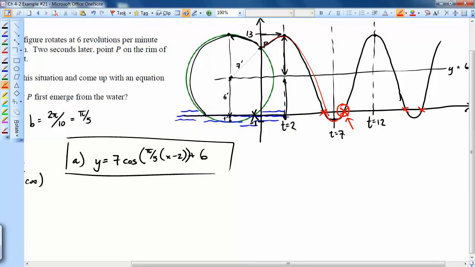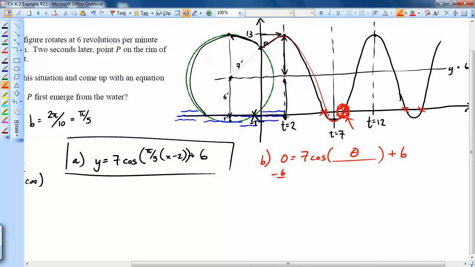So we know that this happens when the height is 0, not below water and negative, but at 0. So I'm going to set y equal to 0 here and then solve this equation. Now, instead of that full long thing, pi over 5 x minus 2, I'm going to call it theta for now, just to make life a little bit simpler in the calculations.